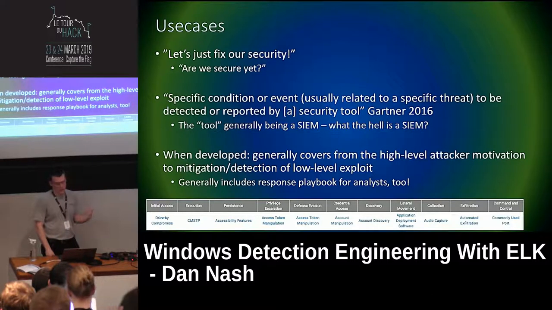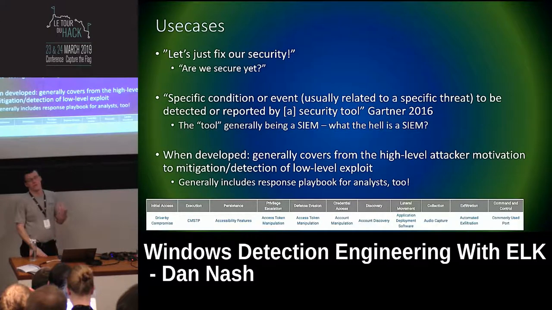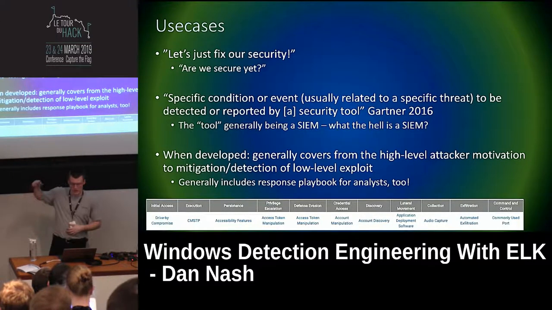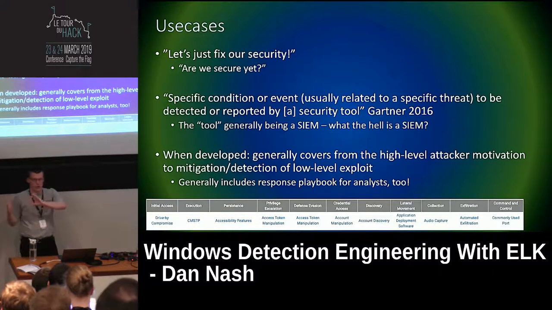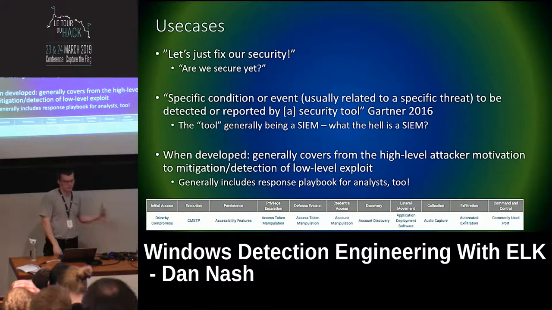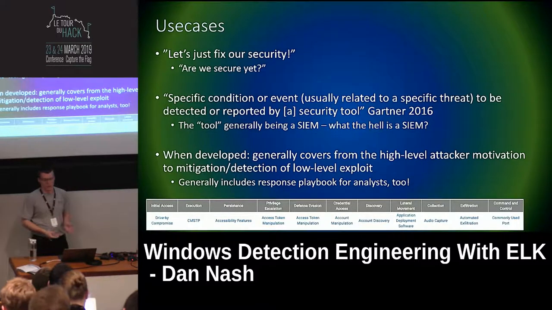So a use case is generally used to refer to a specific condition or event, usually a specific threat to be detected or reported by a security tool. Whenever security engineers talk about a use case, it'll go all the way from the high-level attacker motivation. So who's targeting this and why? Is it a business-critical asset? Is there data to be stolen? All the way down to the mitigation, or if we can't mitigate it, the detection of the indicator of compromise there.